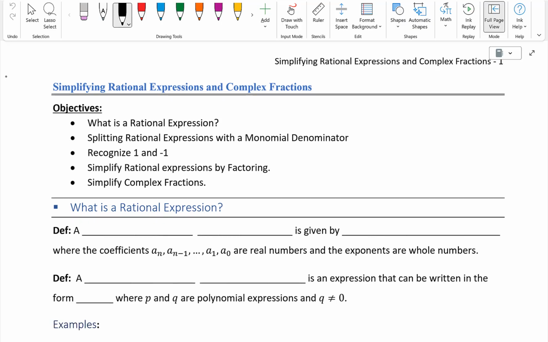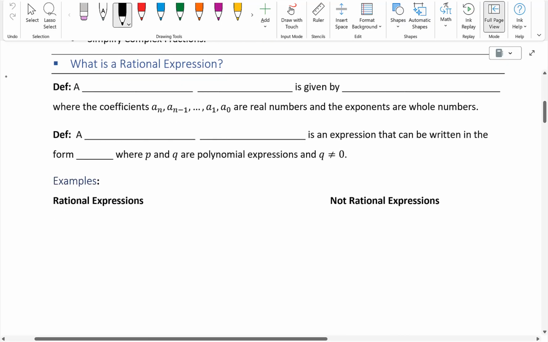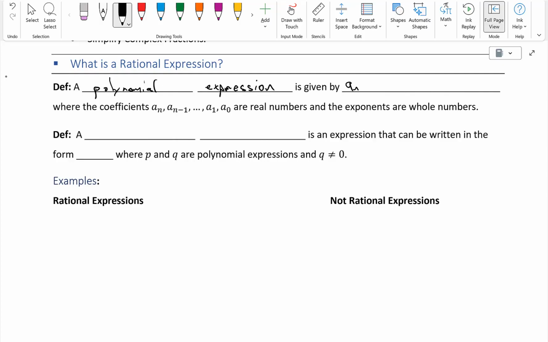So start with some definitions. What is a rational expression? To do that, we need a polynomial expression. So that's our first definition. A polynomial expression is given by a sub n x to the n, a sub n minus 1, x to the n minus 1, plus some more terms, till we get down to a sub 1 x to the first, and a sub 0, where the coefficients a sub n minus 1, down to a sub 1, a sub 0 are real numbers, and the exponents are whole numbers.